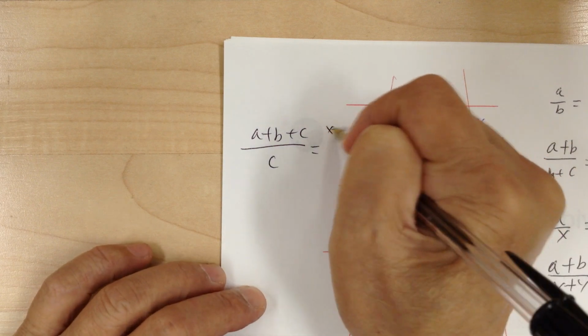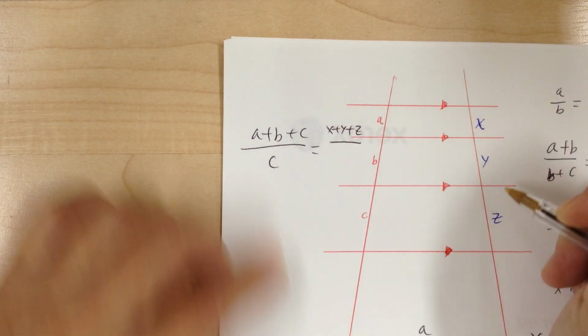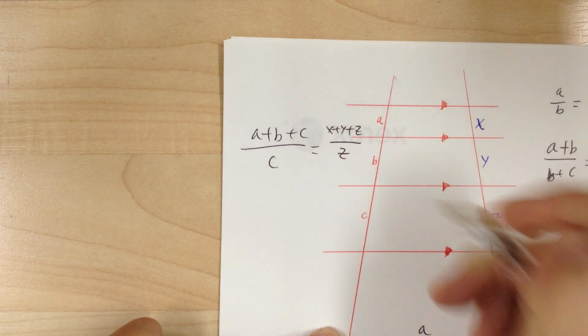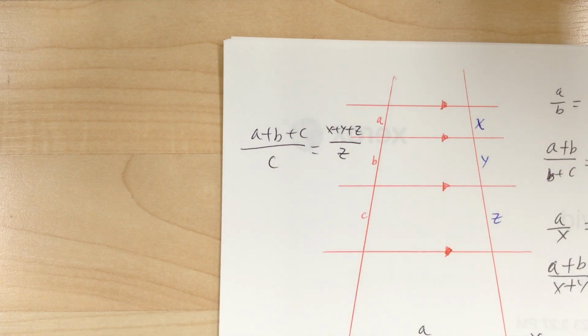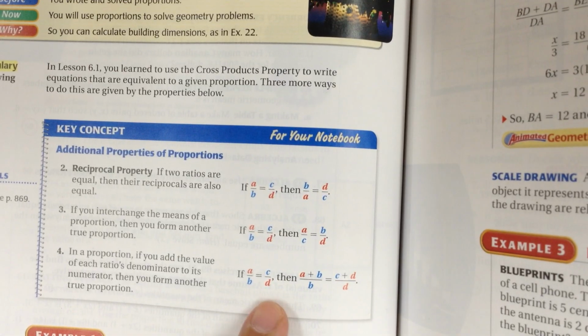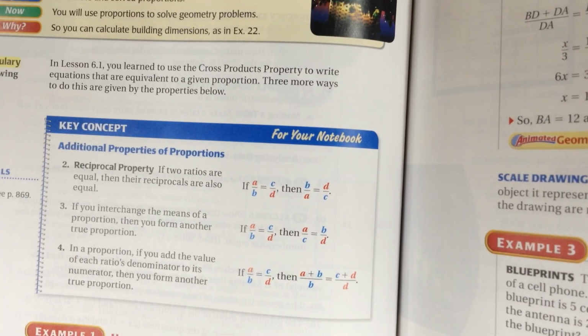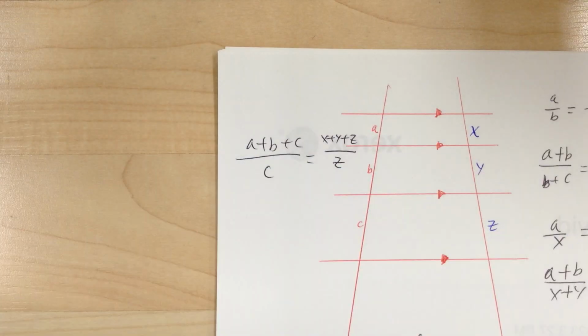So it'll be equal to X plus Y plus Z over C will match with Z. Okay, see that? So that is what this is talking about right over here. So that's what this is. You can write it any way you want.